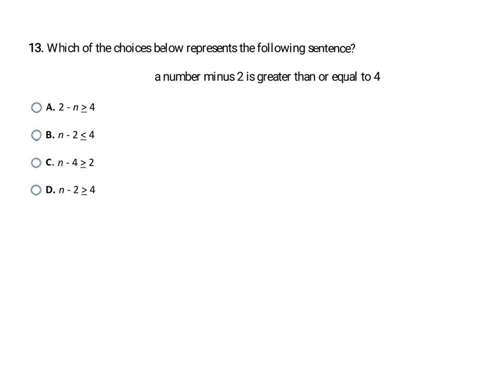My last one here that I'm going to translate is I have a number minus 2. So a number is n, minus is subtraction, and 2 is 2. And that's going to be is greater than or equal to. So I'm going to write the greater than or equal to symbol. 4. So I write the number 4. And then the answer that shows us that inequality is choice D.